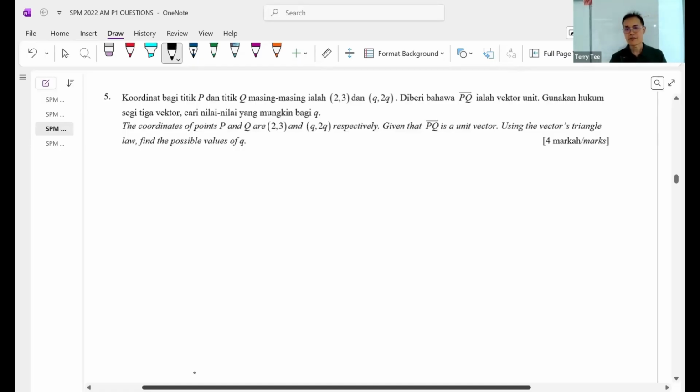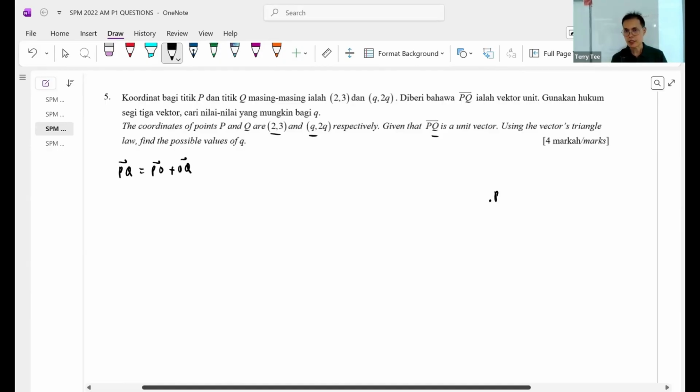Moving on to question number 5. This is from Form 4 Chapter 8, vectors. Coordinate points P and Q are given as such. Given that PQ is a unit vector, remember a unit vector is a vector with a magnitude of 1. They say using the vector triangular law. Vector triangular law simply means that if I want to go from P to Q, I must go from P to O followed by O to Q.